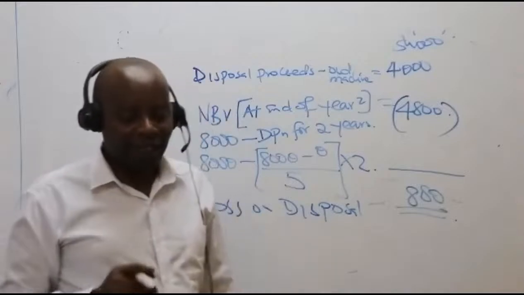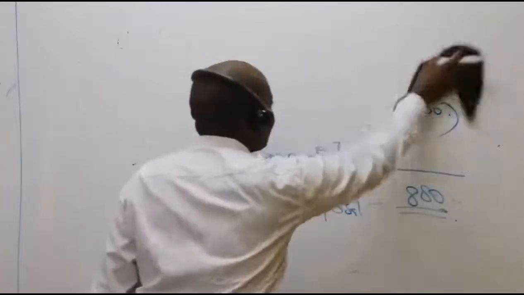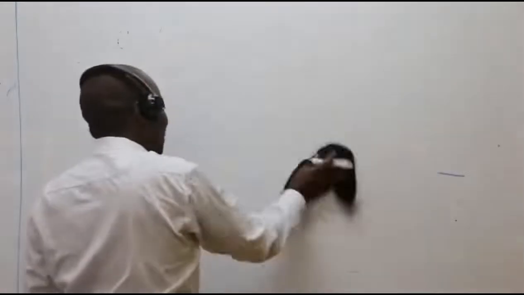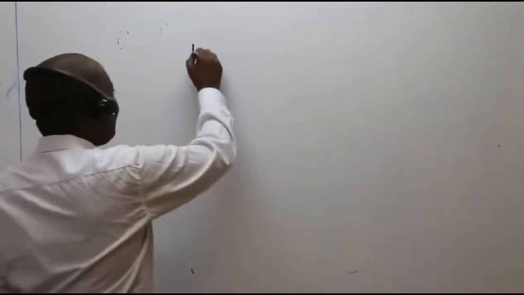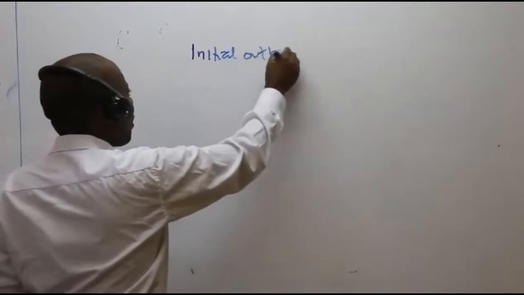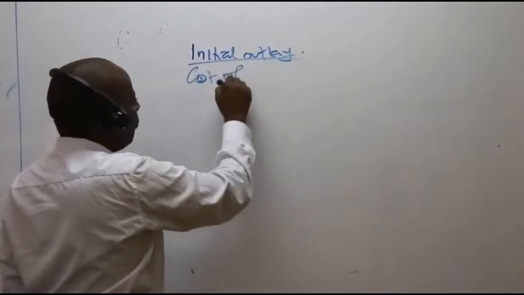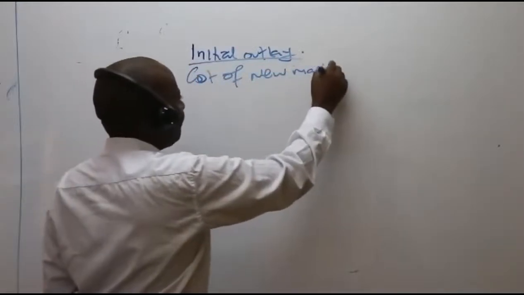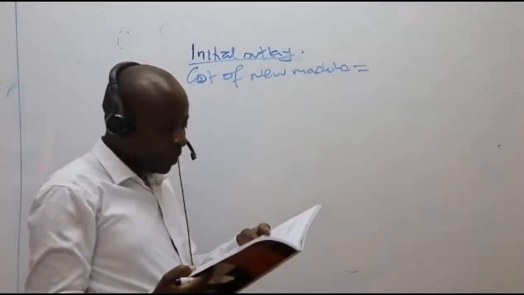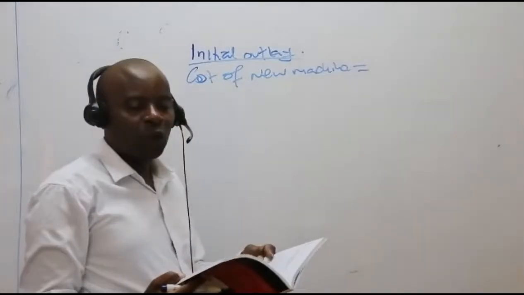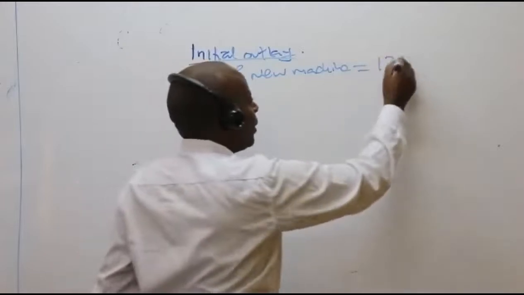Great. So after I get that, now I'll be able to give you the initial outlay very easily. Once I get the loss on disposal, I'll be able to give you the initial outlay. So initial outlay, what do I have? Cost of new machine. Are you able to see the cost of the new machine somewhere? In paragraph number 2, they're telling it's 12,560. I'm putting my figures in thousands.